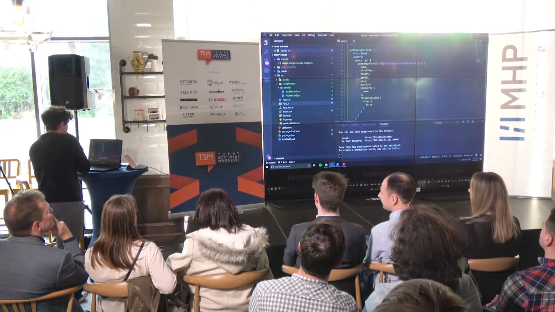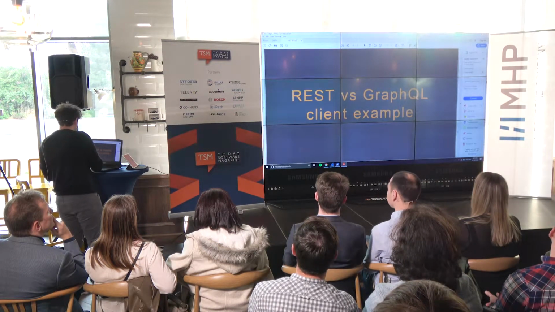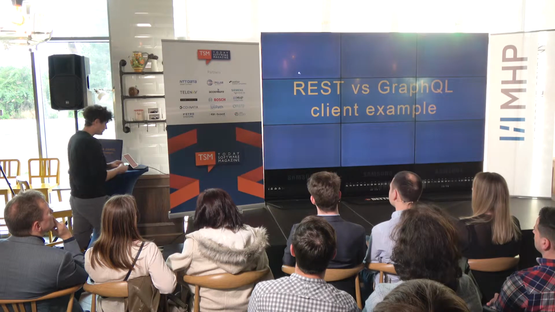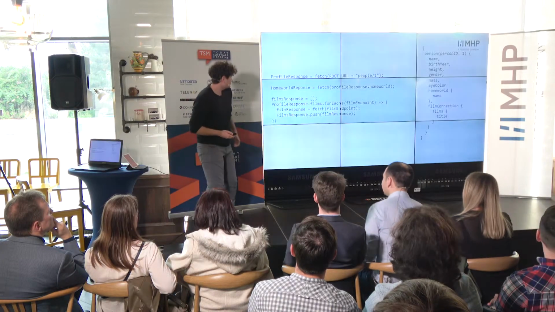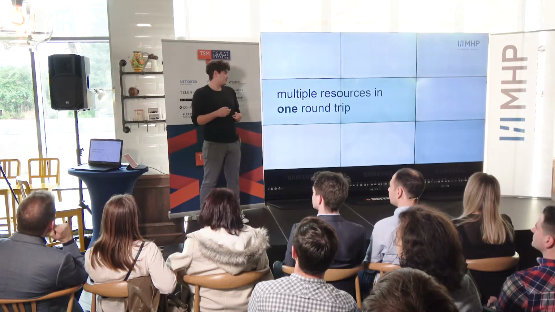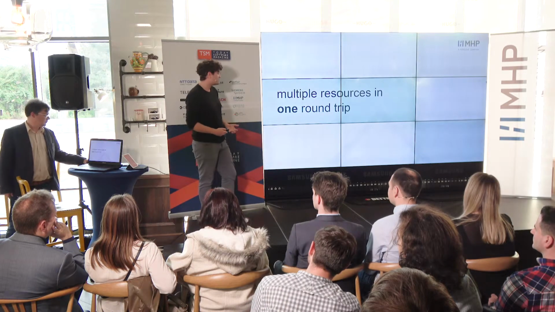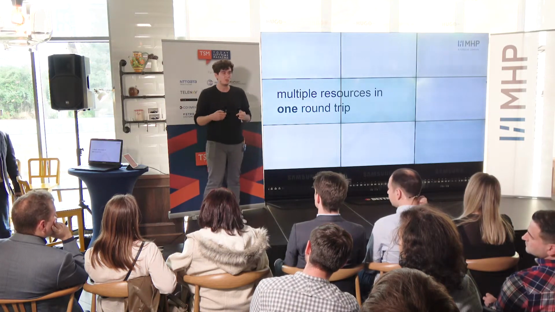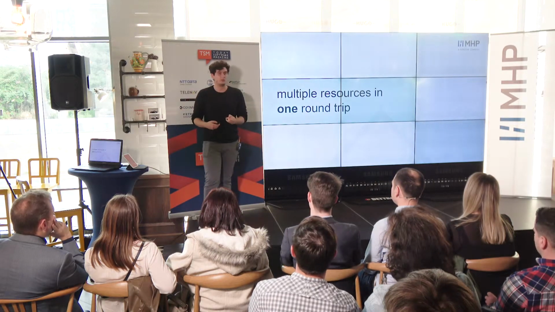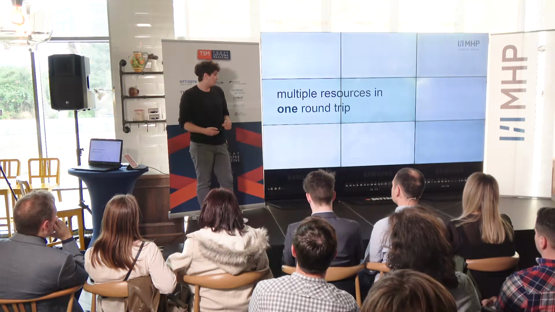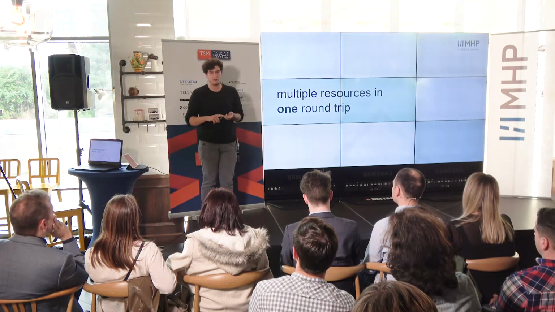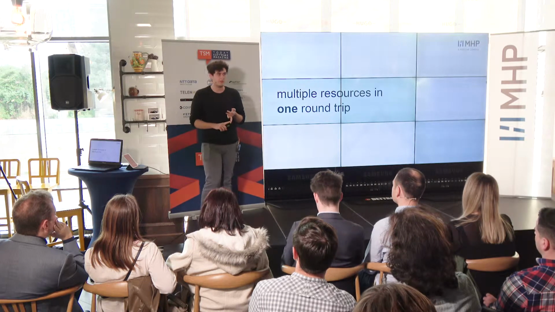Okay, sorry for the short demo. What I wanted to identify with the short demo is that we can ask for multiple resources in just one round trip. As you saw in the GraphQL query that I made, we asked for the character's data, and also the film data, but also the home planet data.